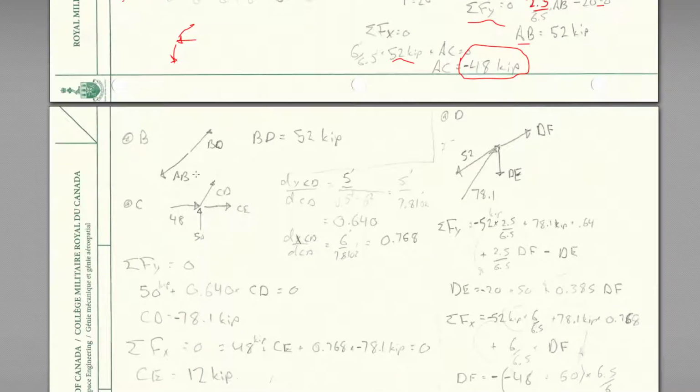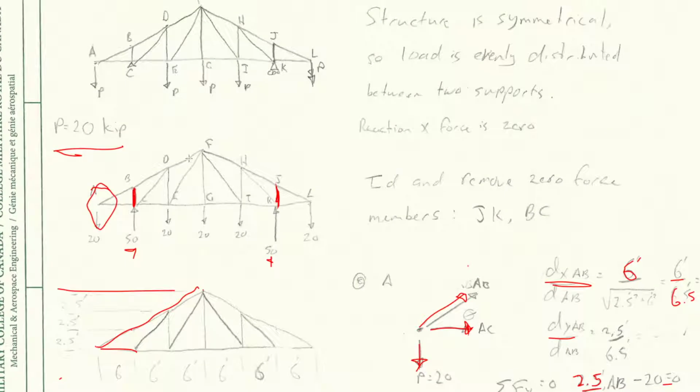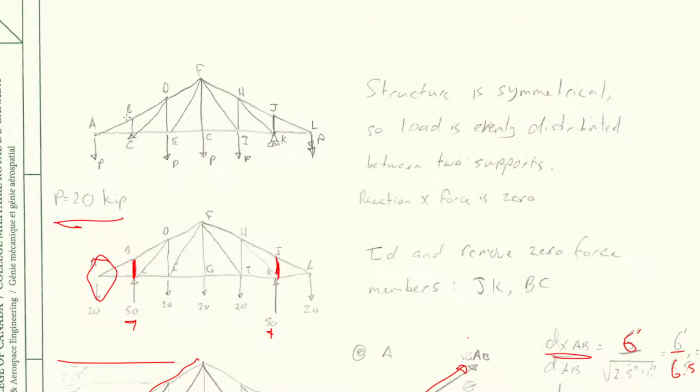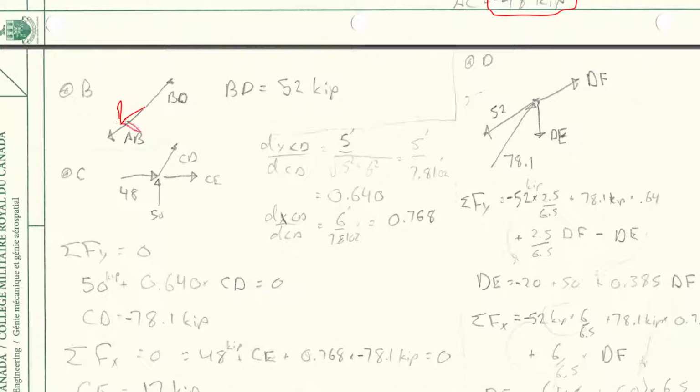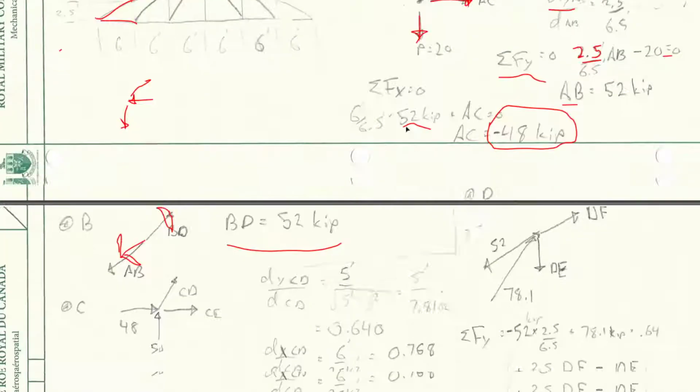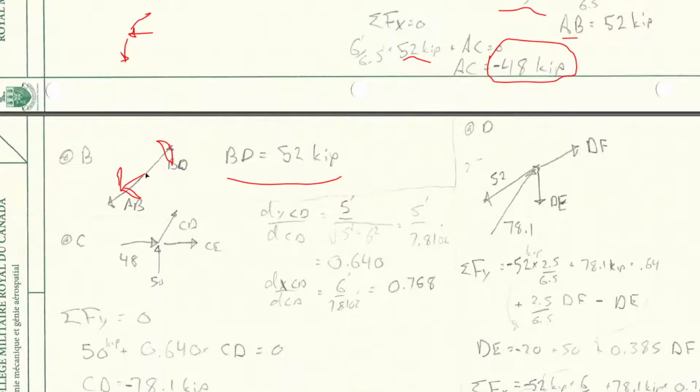So at B, the diagram here. So at B, you've got the FAB, you've got the FBD, and you've got the FBC. But we already determined that FBC was going to be equal to 0. So our free body diagram turns into our FAB and our FBD being equal and opposite. Therefore, BD is equal to 52 kips as well. So they're both in tension.